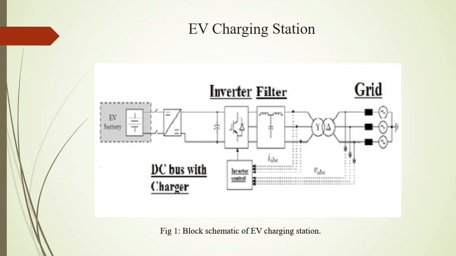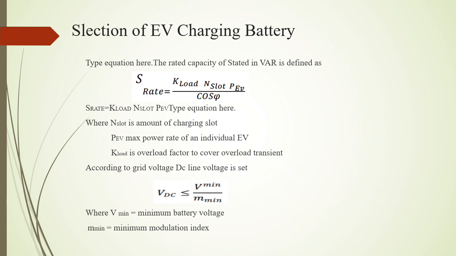This diagram shows the EV charging station. In this EV charging station, the supply is taken from the grid and connected to the transformer, where it is stepped down, and then connected to the filter and inverter, and given to the battery. Next is the selection of the EV charging batteries.